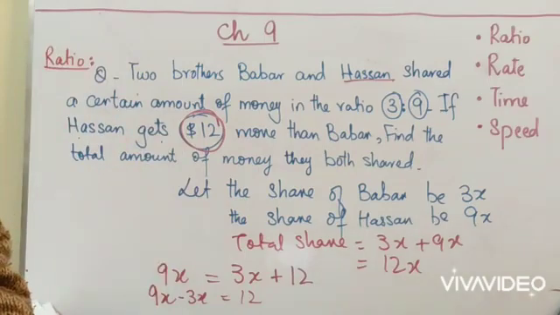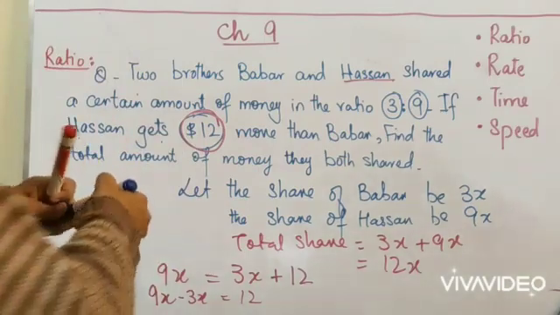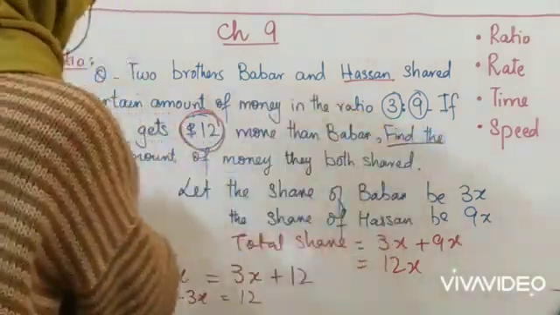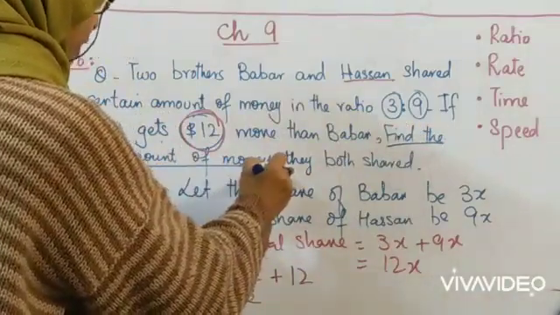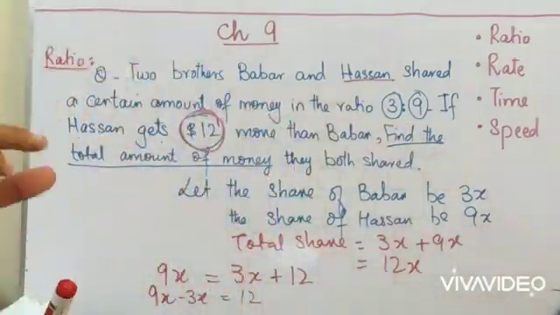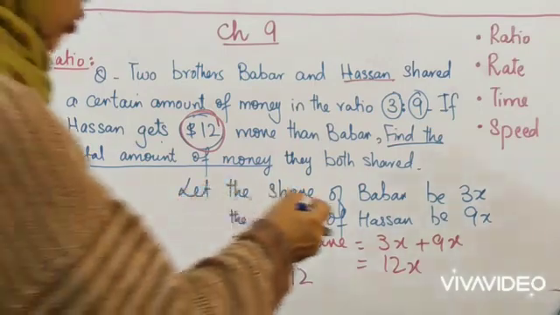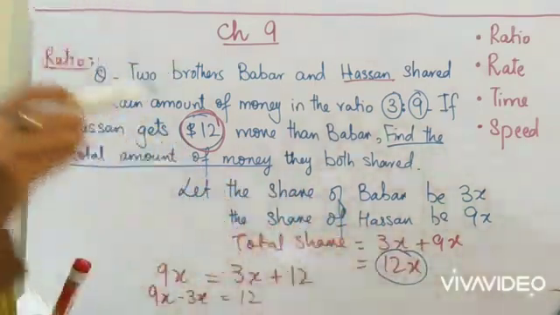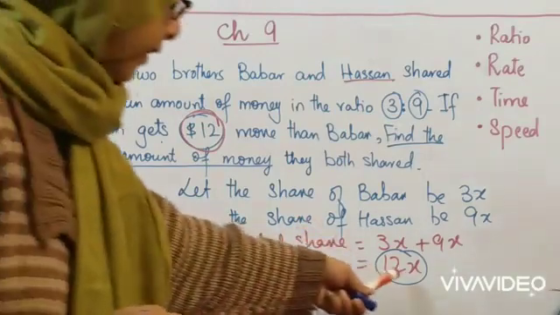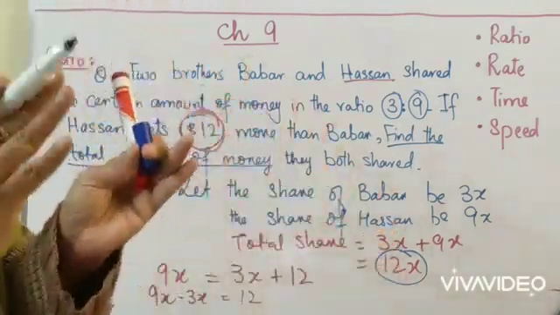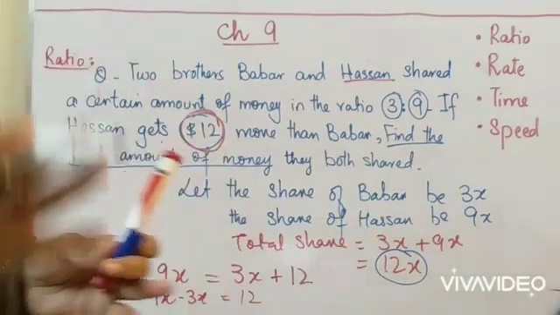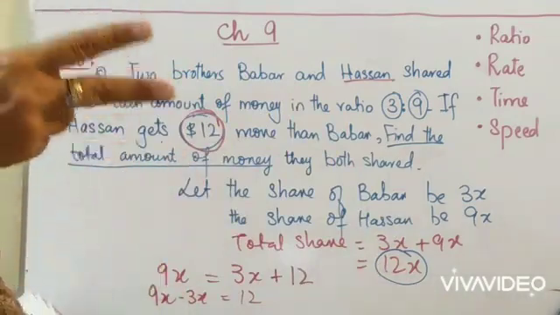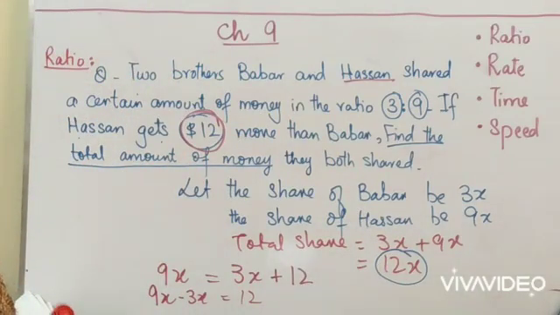Once you get the value of x, what is the question? Find the total amount of money. So whatever you get as your x, you have to put it here because this is the total share. Put the value of x in this and you'll get the final amount, the total amount which these two boys are going to share. Clear?